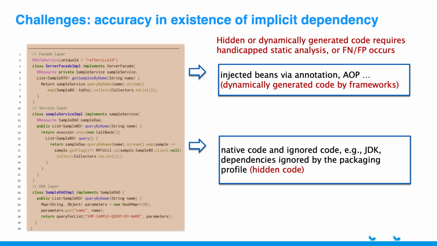Another challenge is accuracy, especially in the presence of implicit dependencies. One source of implicit dependency is hidden code. For example, the JDK and the dependencies ignored by the Petrol profile. Another source is dynamically generated code by frameworks. For example, frameworks may use annotations to inject beans and AOP to insert code somewhere. Such implicit dependencies require specialized static analysis, or false negatives and false positives occur.